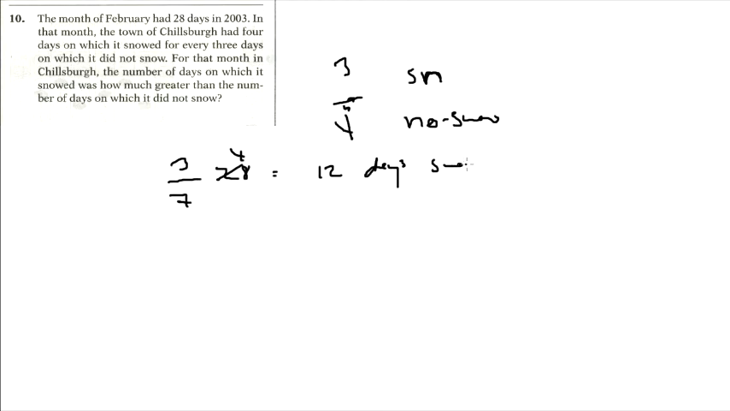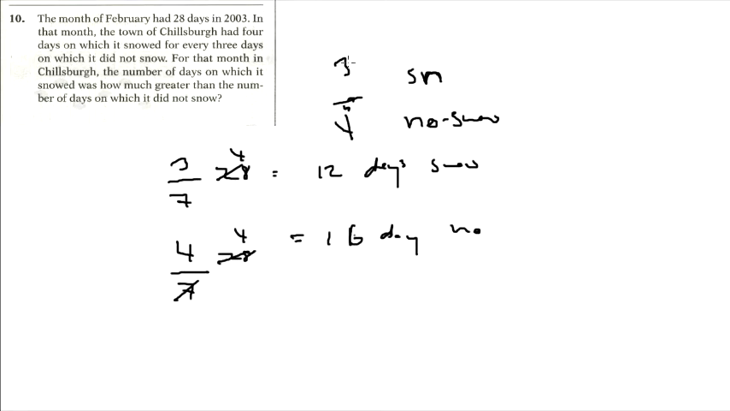of snow. At the same time, we have 4 out of each of those 7, because again, 4 no snow, so out of every 7, 28. Same sleight of hand turns this into a 4, so 16 days of no snow. The number of days on which it snowed was how much greater than the number of those days when it did not snow?